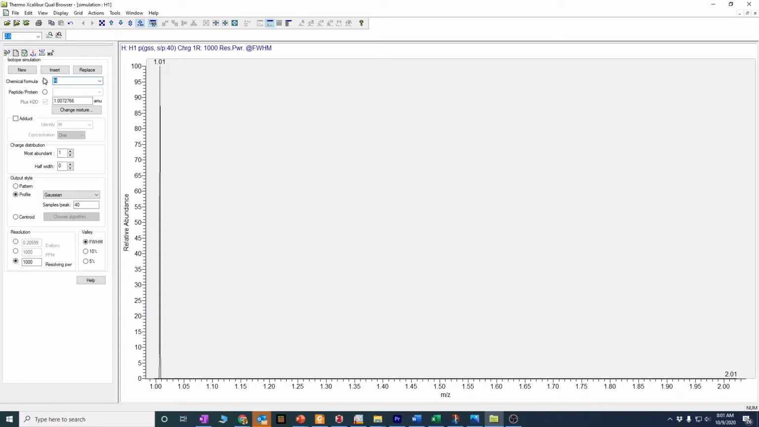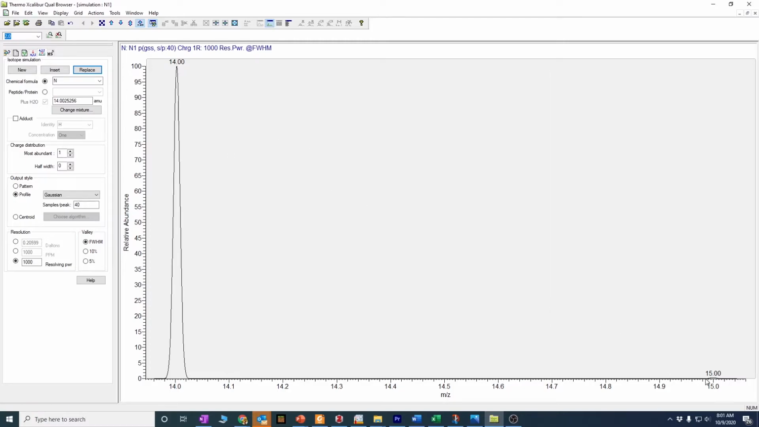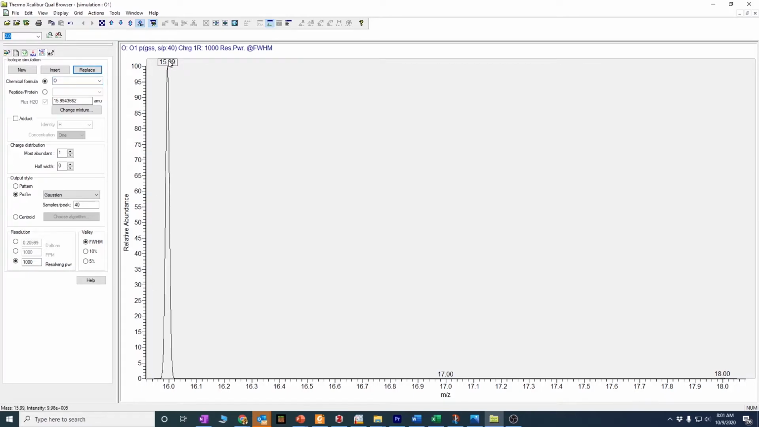Same thing with nitrogen. Nitrogen has an isotope peak. Here's 14. So here's nitrogen 15. It's really tiny. Oxygen has an isotope peak. There's 16. There's a teeny tiny one at 17, 18. Carbon has somewhat of a significant isotope peak. But when you're doing ICP and you start looking at metals and things, the isotope peaks are significant.